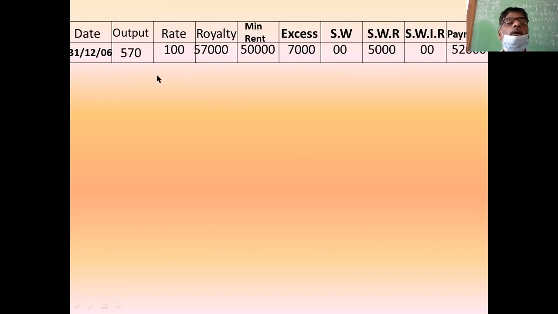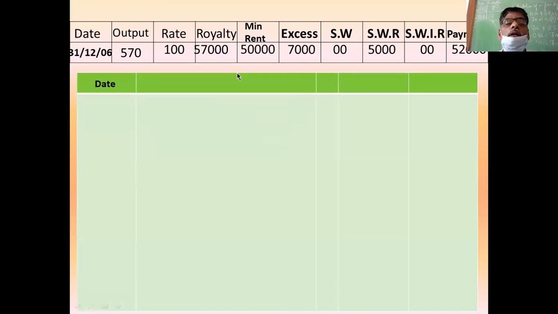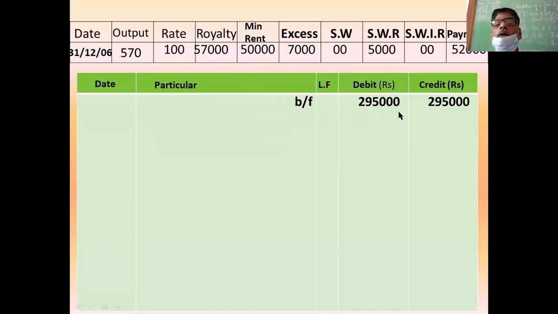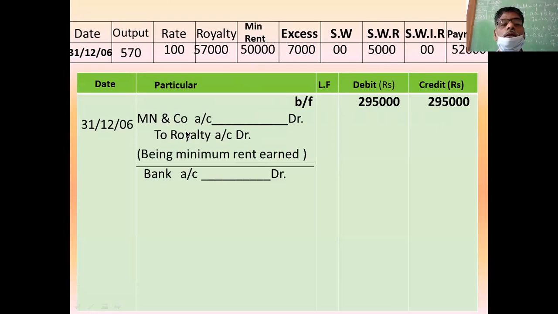Again, this is the table for 2006. You see the journal entry. Brought forward amount is 2,95,000. SW no amount. SWR 5,000. SWIR 0. So you have to join short working in the second entry. In the second entry, you join short working. Write the date. You see here.